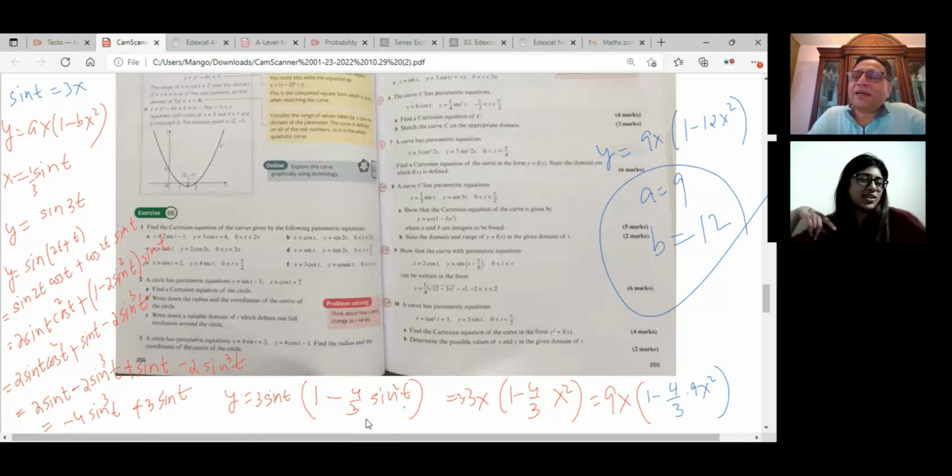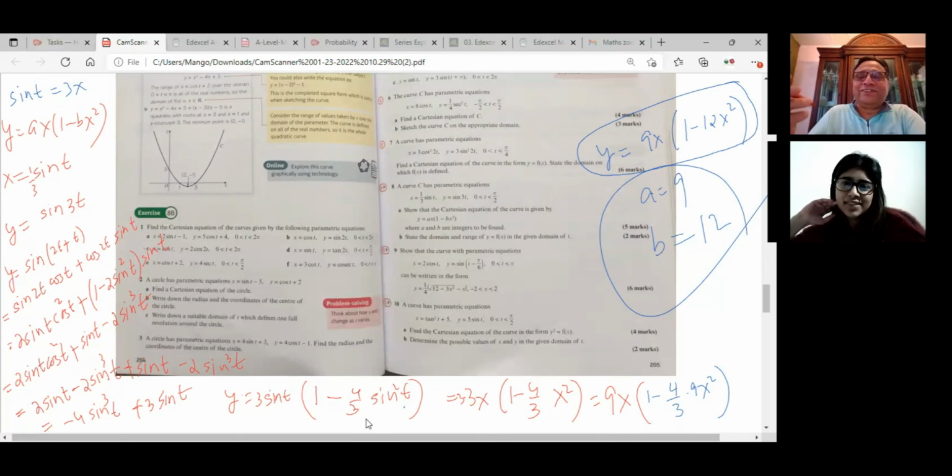Now, Amy, look at this equation. Right? y equals 9x times 1 minus 12x squared. From this equation, can you tell me domain and range? And we have a condition that t is between 0 and 2 pi.